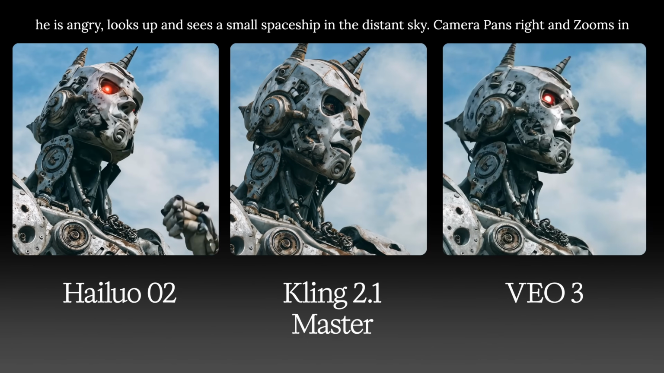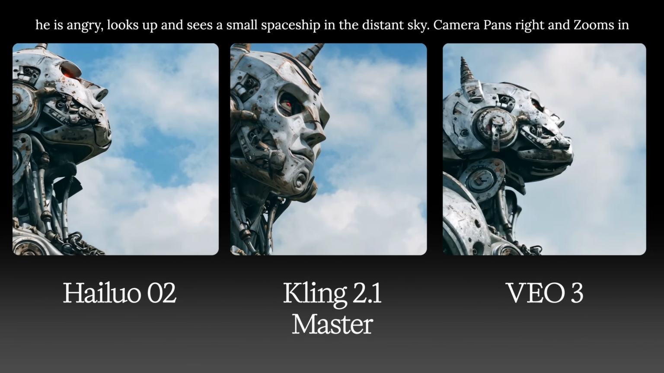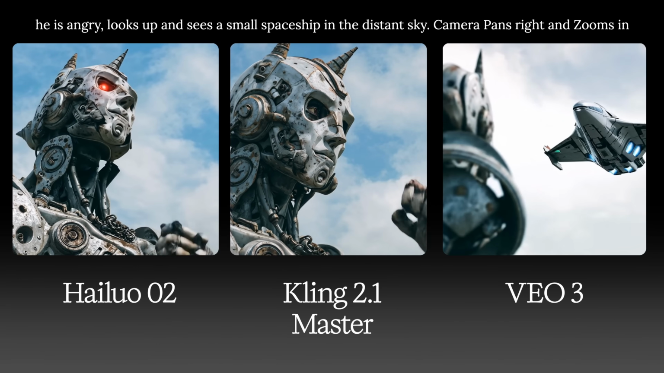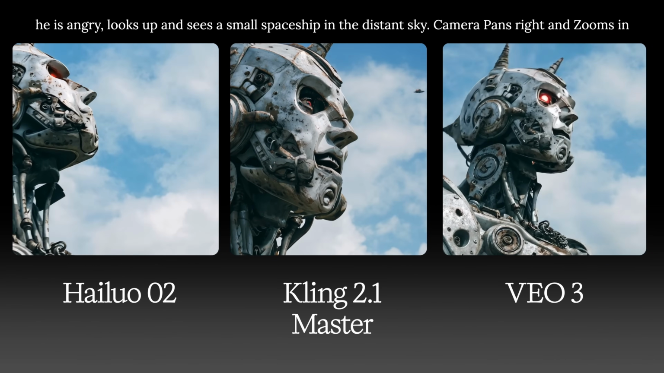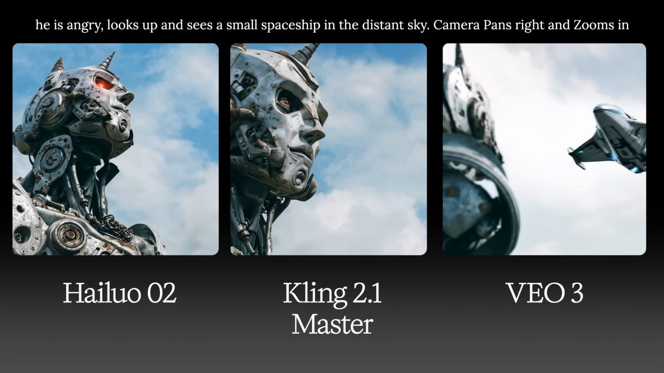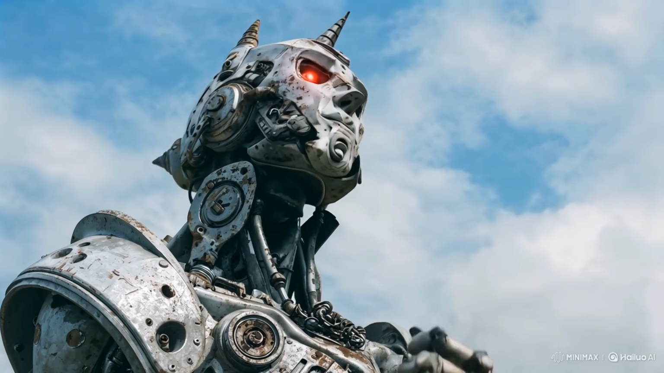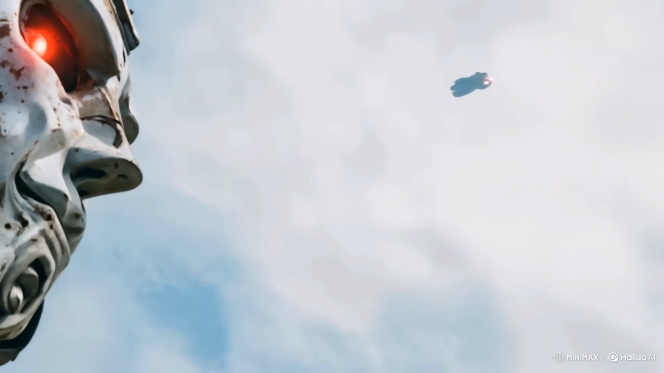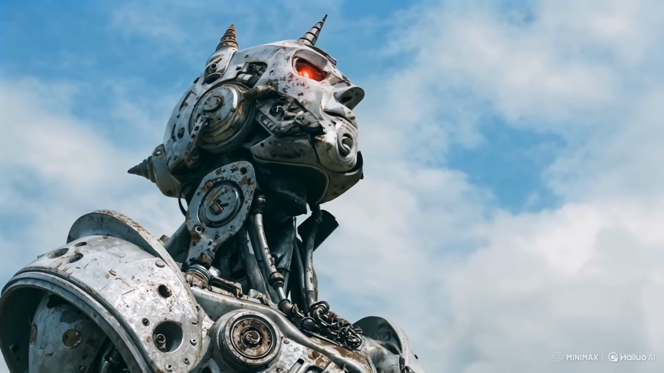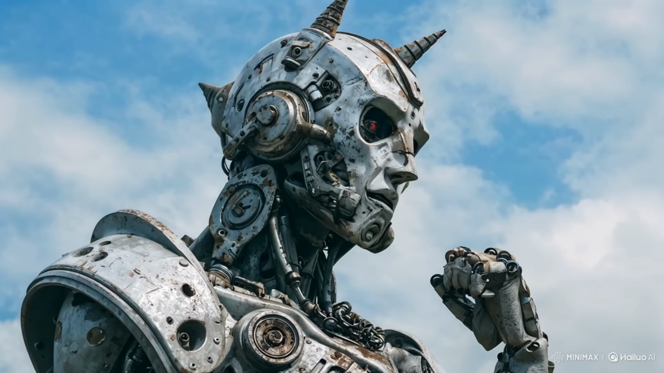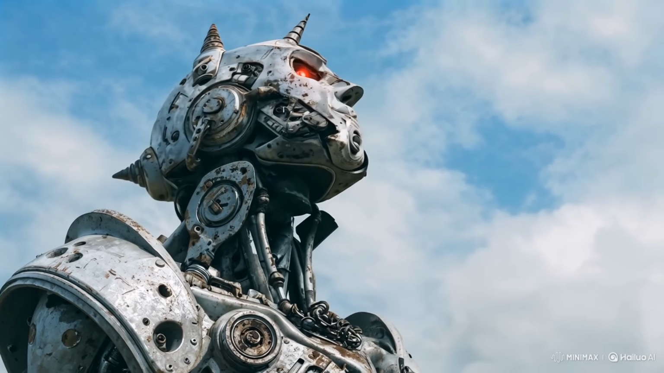Jumping into the next shot, we are trying to render anger, and there's a complex motion of our subject. He looks up and he sees a small spaceship. We have camera motion again. The camera pans right and zooms in. On the Hailuo side, I like that in the initial frame his eyes suddenly turn red, showing that he's angry, and it's very expressive. After that, he looks up and the camera pans to see a small spaceship in the distant sky.